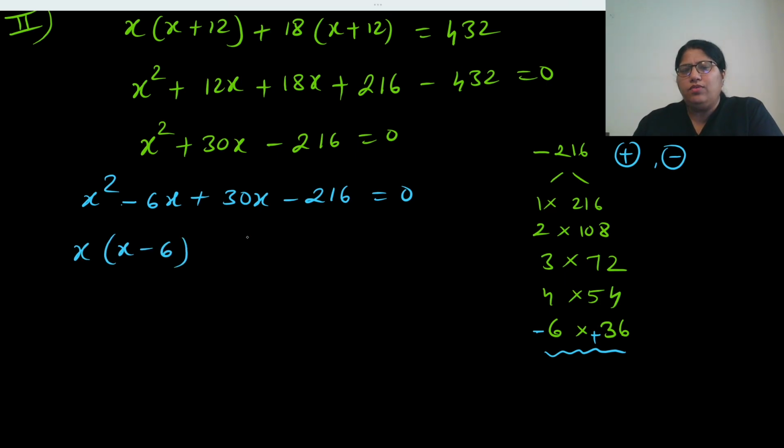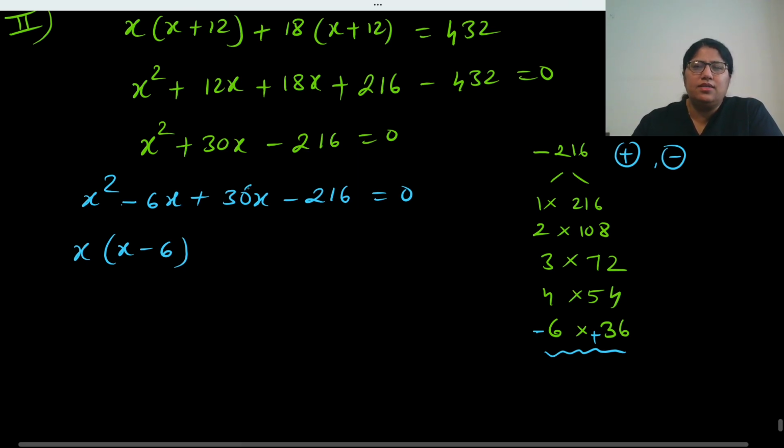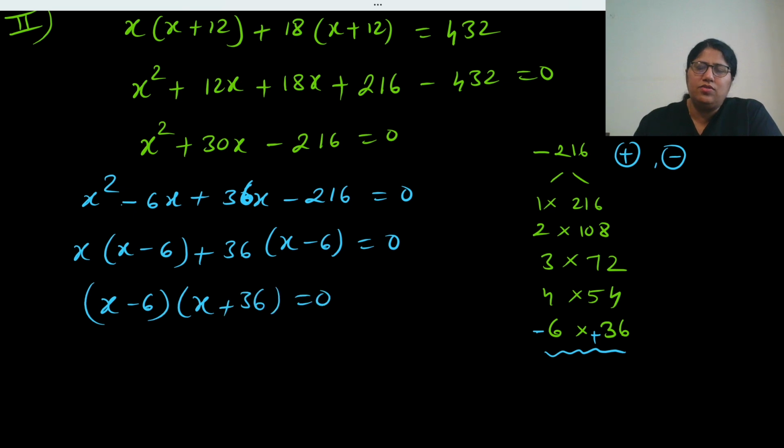So what is going to be the factor here if I take it? 36, it's not coming, right? Plus this is 36x, so we'll have here 36x minus 6, right? 36 times 6 is 216. So I can take it: x minus 6 times x plus 36 is equal to 0. So therefore here x is 6 or minus 36.